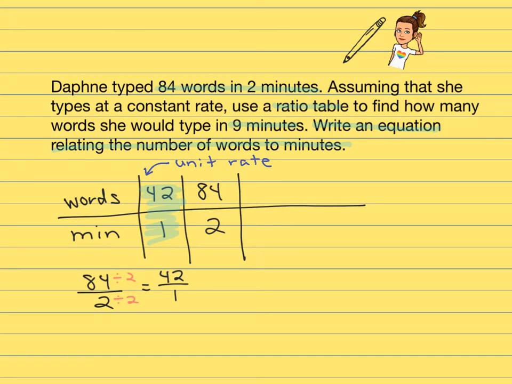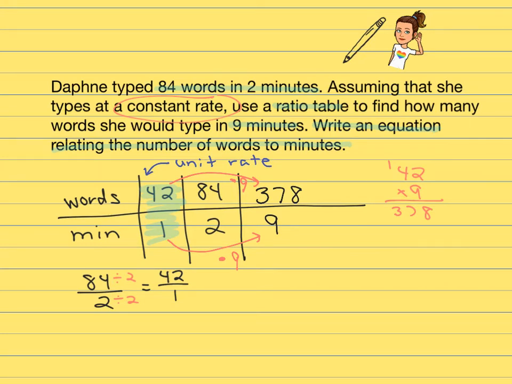Now we can use this unit rate to figure out how many words she can type in 9 minutes. We're going to use multiplication. 1 times 9 equals 9. Remember, this is a constant rate, so it's going to stay the same. Therefore, we can multiply 42 times 9. 42 times 9. 18, 36 plus 1, 37. 378 words in 9 minutes.